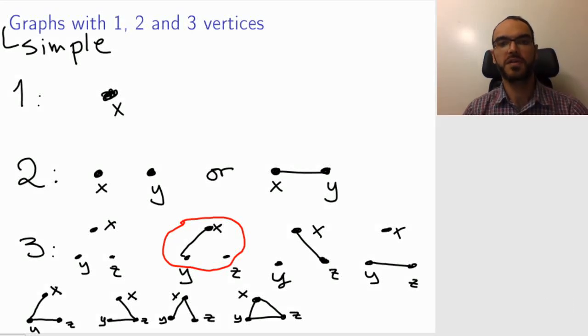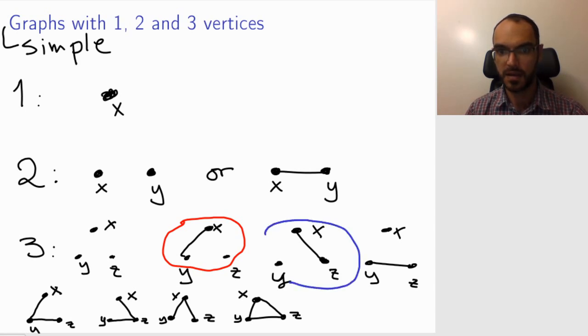Now, another feature that you might have noticed in this picture with the graphs of 1, 2, and 3 vertices is that many of these graphs look very similar. If you look at this one here and the one next to it, surely you agree that these are the same thing. The only difference is that now it is xz that are connected by an edge and y is by itself. But both graphs consist of two nodes connected by an edge and an extra node not connected by an edge.